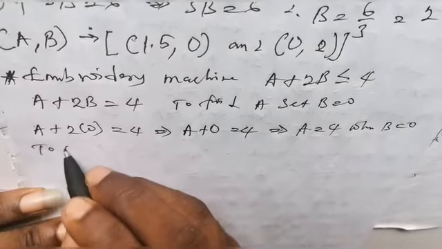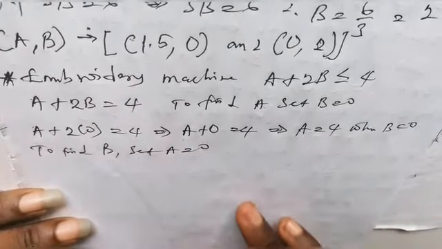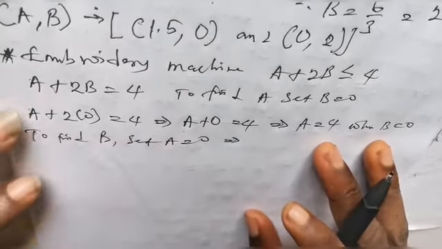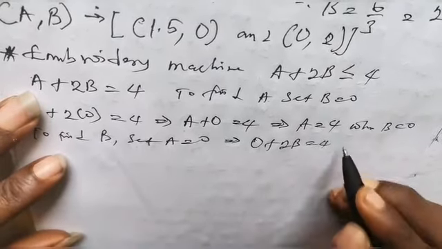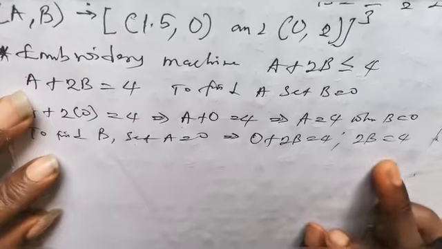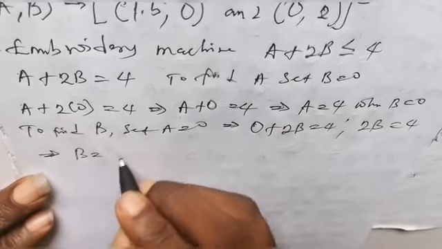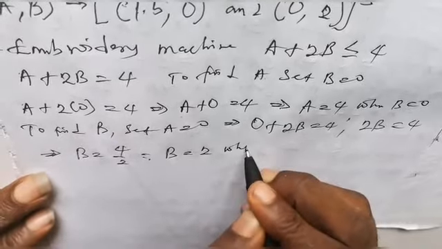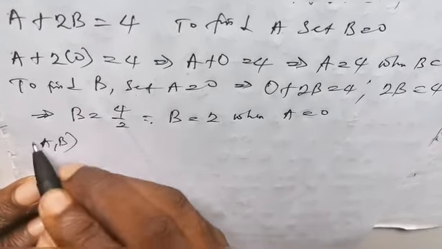Also, to find b, set a equal to 0 in the original equation. So you have 0 plus 2b equal to 4. 0 plus 2b remains 2b equals 4. Now I need to make b the subject, so I divide both sides by 2. This implies that b is equal to 4 divided by 2, and therefore b equals 2 when a is equal to 0.